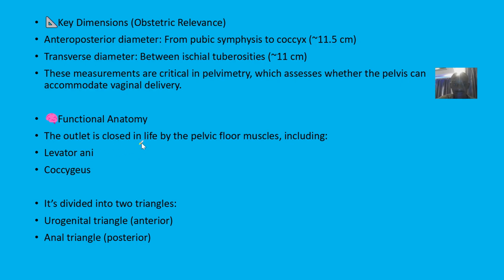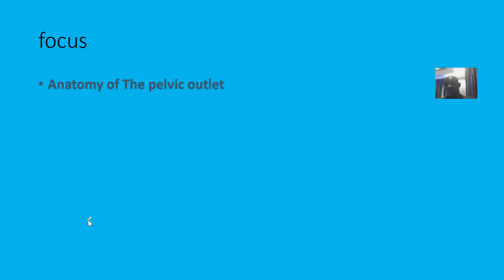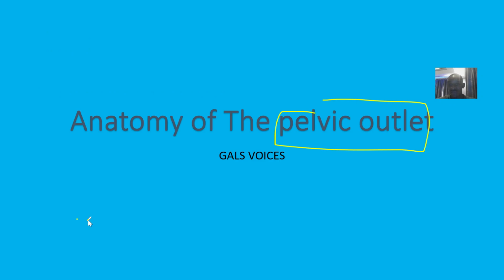So the outlet is closed by pelvic floor muscles like the levator ani and the coccygeus, and is divided into the urogenital triangle and the anal triangle. Those ones, we'll talk about them when we're talking about anatomy. So that's it for the anatomy of the pelvic outlet.